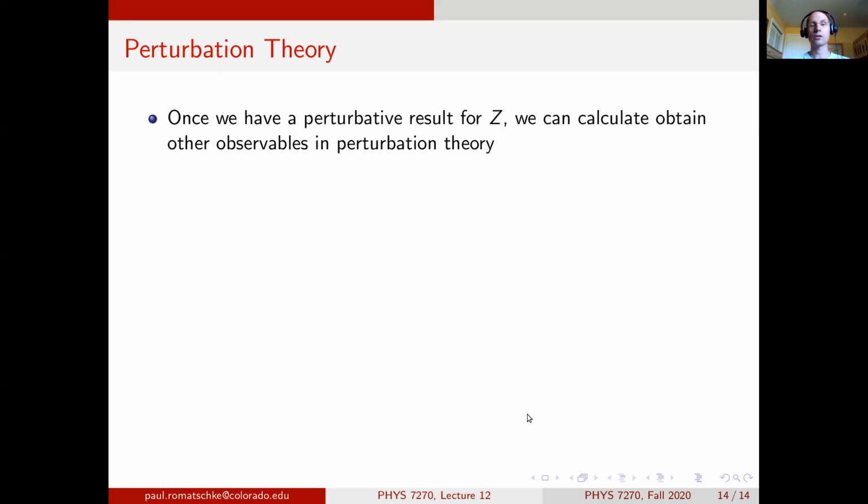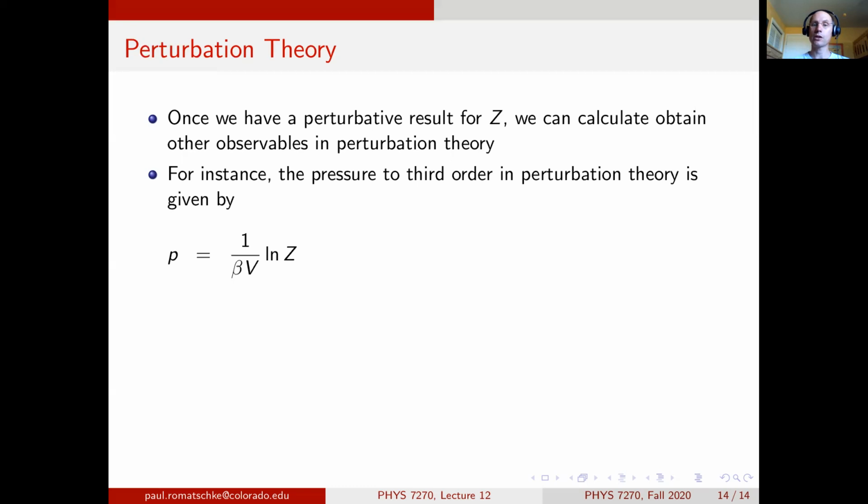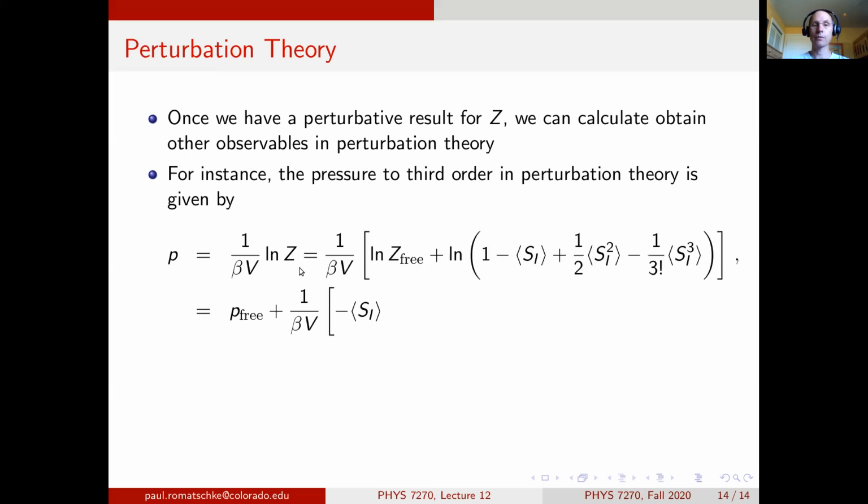Once we have a perturbative result for Z, we can then go on and calculate derived quantities in perturbation theory. What that means is that if we, for instance, want to calculate the pressure to third order in perturbation theory, we start by writing down the basic thermodynamic relation that gives us the pressure, assuming that we have a result or an approximation for the partition function Z. We plug in this perturbative series for Z. So we get the log of Z_1, Z_2, or Z_3, depending on which order in perturbation theory we are working.